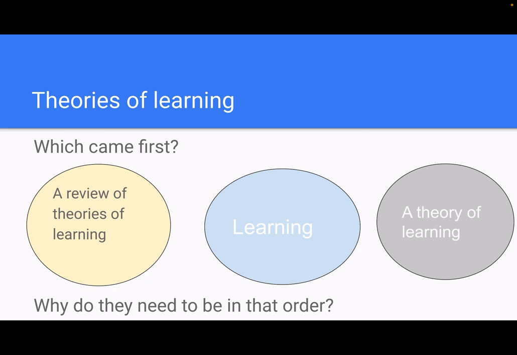So look at the three circles in the middle of the slide. Think about these: three things that have to happen in a certain order, and the order's not reversible. What order do they have to happen in? One of them is a review of theories of learning. One of them is just learning, and one of them is a theory of learning. This is one of those stop-the-tape things where you put them in order, but you've probably done it already.